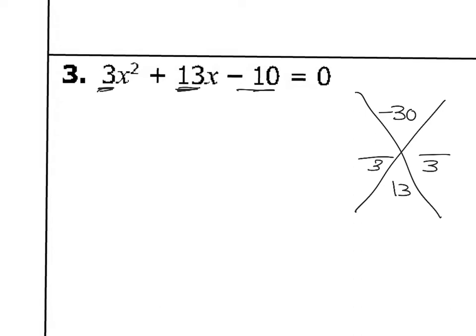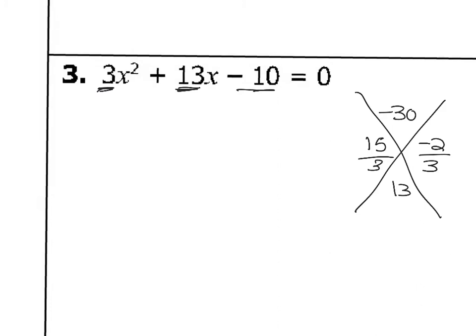Factors of negative 30 that add up to 13. If you think 13, 3 and 10, but this is negative, so one's got to be plus and one's got to be minus. So that's not going to work for us. How about 15 and negative 2? 15 times negative 2 is negative 30. 15 plus negative 2 is 13. So that's going to work for us.